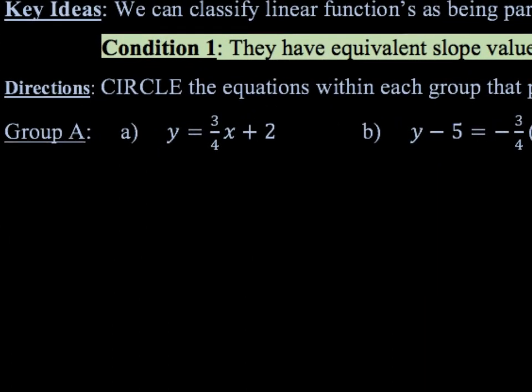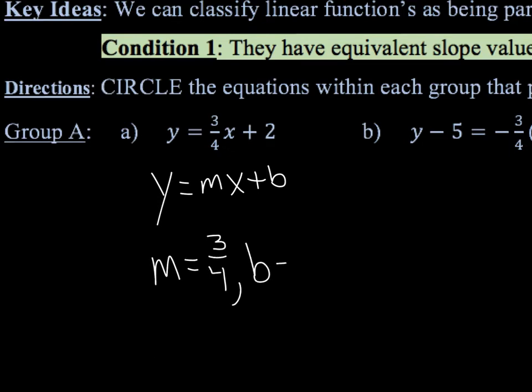So we begin and we have an equation in slope-intercept form. That is y is equal to the slope times the input variable x plus the y-intercept. So very quickly we can identify the slope value of this function is 3/4 and the y-intercept is 2.